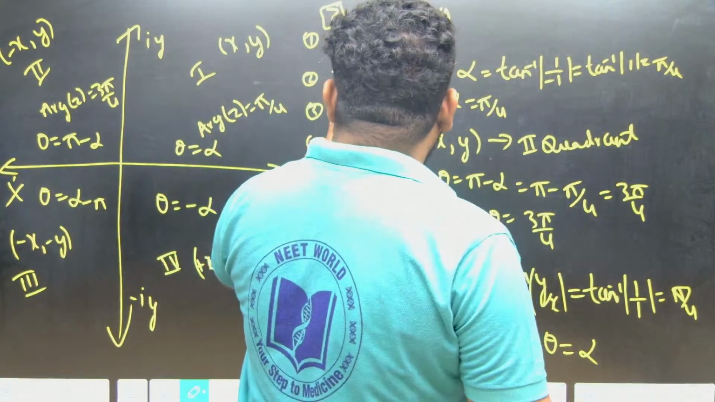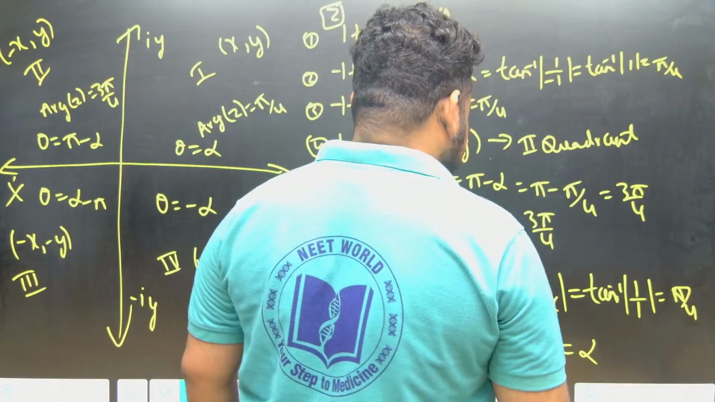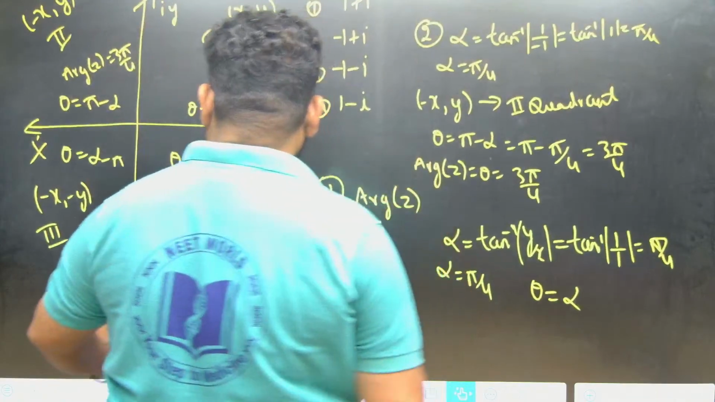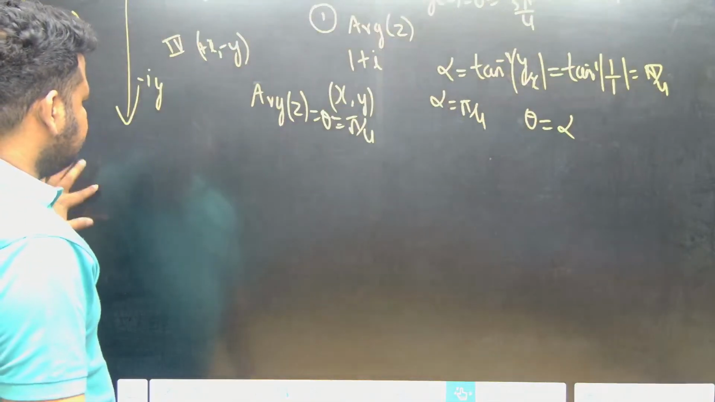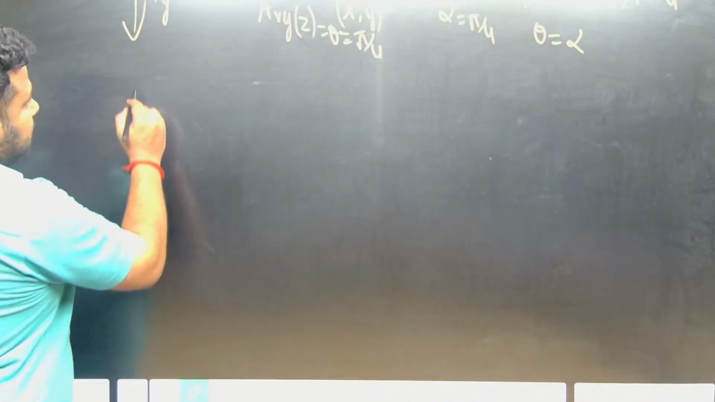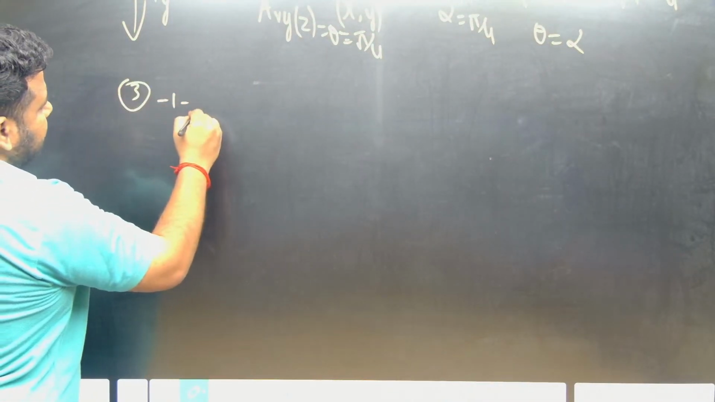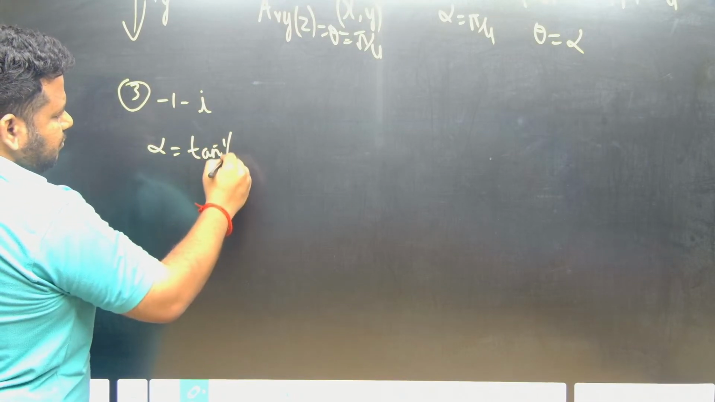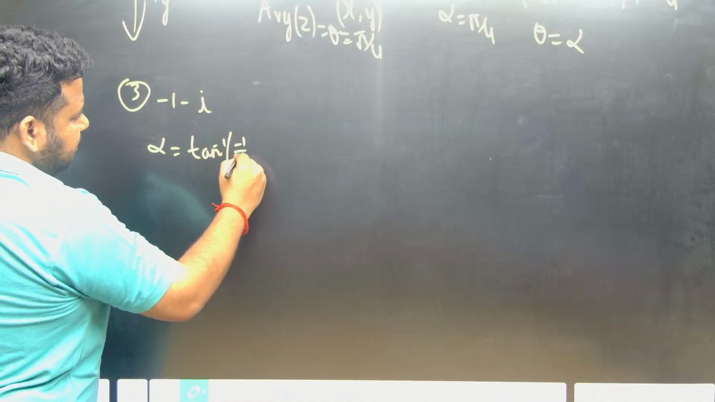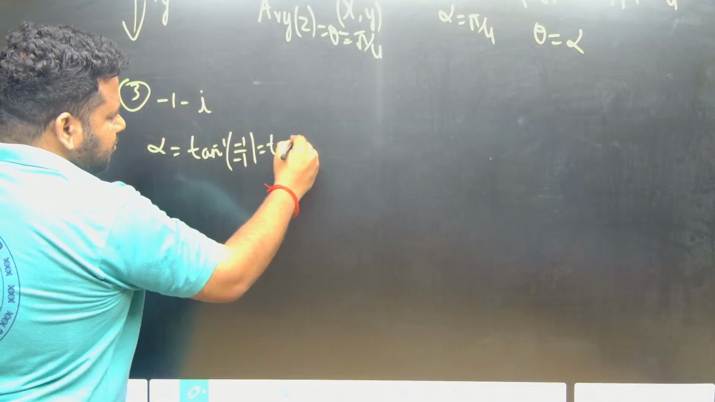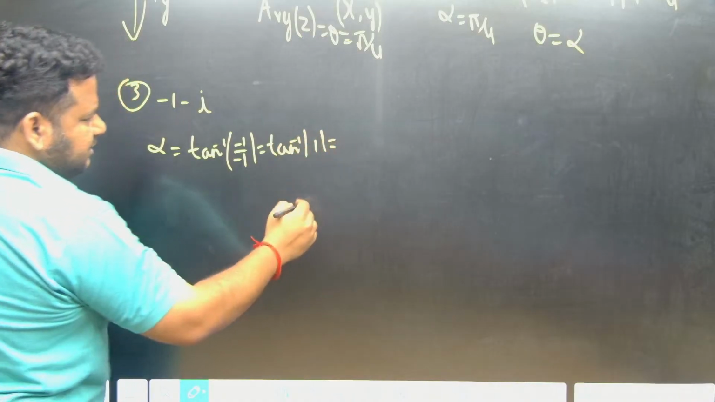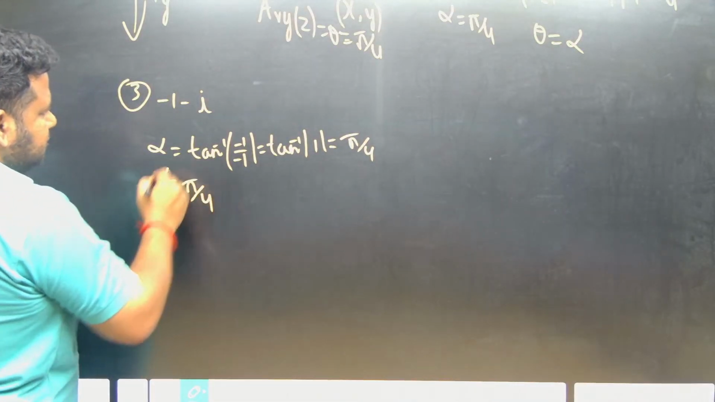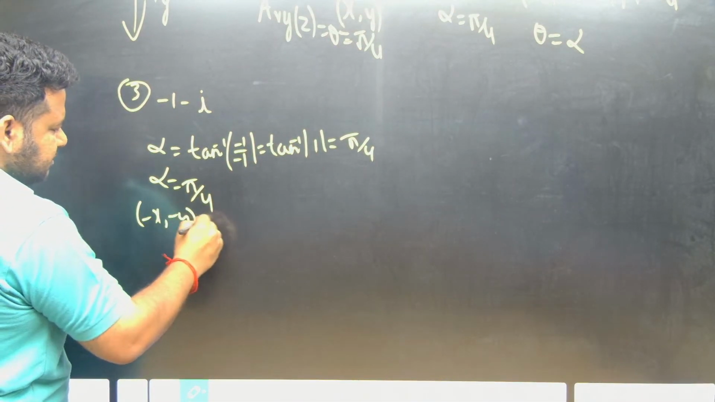They have given minus 1 comma minus i. So let us do it here. Third question, they have given minus 1 comma minus i. So here first I should find alpha, tan inverse of mod y by x, that is minus 1 by minus 1, that is nothing but equal to tan inverse of mod 1, tan inverse of 1, that is pi by 4. Again we got alpha equal to pi by 4.